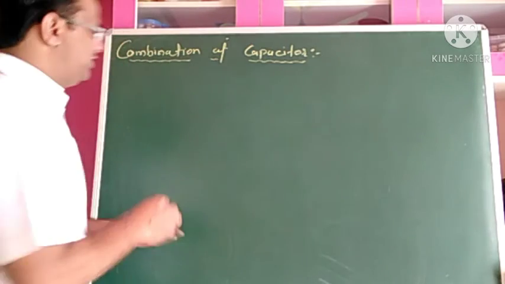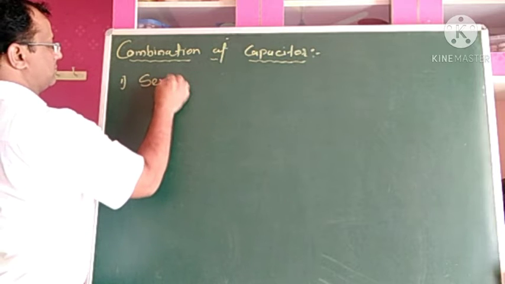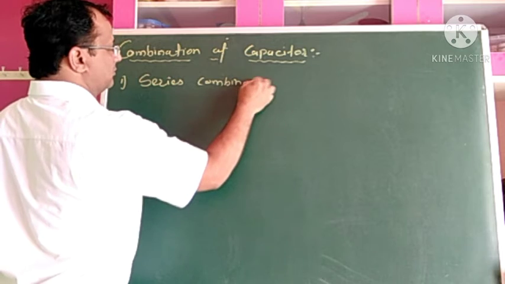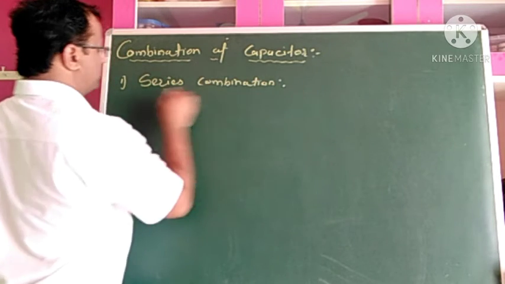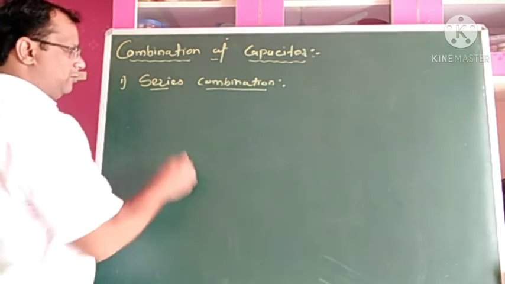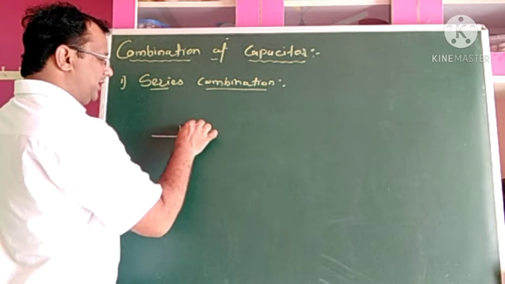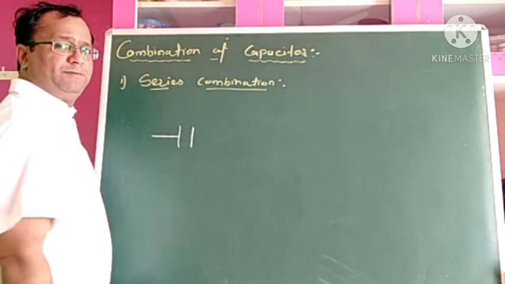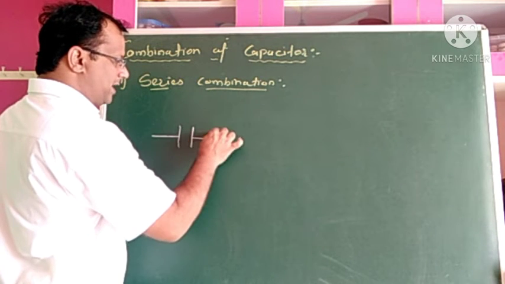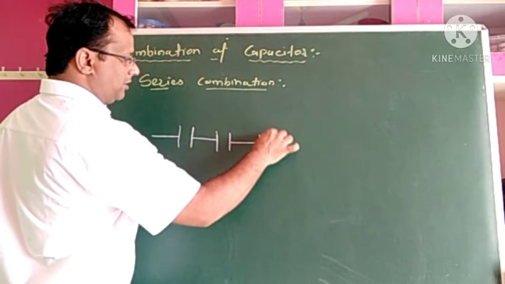The first combination is the series combination. In series combination, we take a number of capacitors in a line. Series means in a line. Suppose this is the first capacitor, then this is the second capacitor, and now this is the third capacitor.